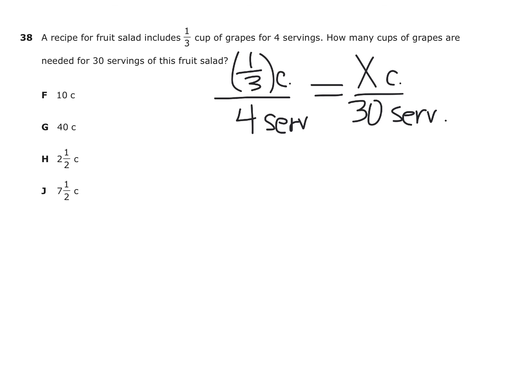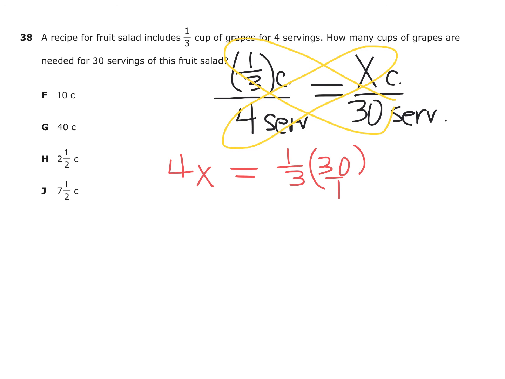So we have 1/3 is to 4, as X is to 30, and we can do a cross product here. So what I'm going to do is cross multiply 4 times X, and that would equal 1/3 times 30. So when we do the cross product, we're going to get 4 times X, that's 4X, and that's equal to 1/3 times 30.